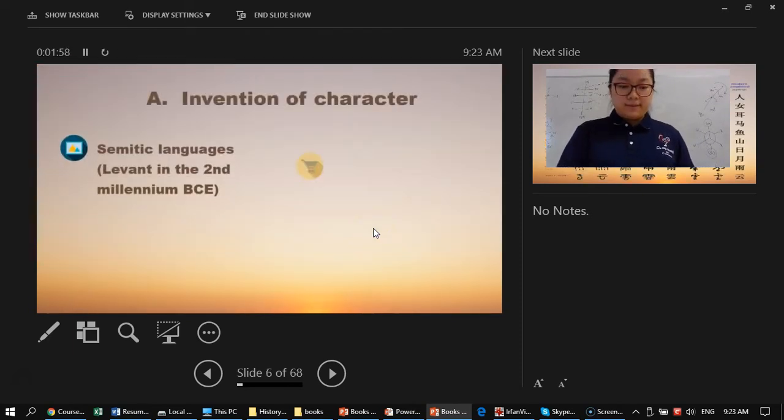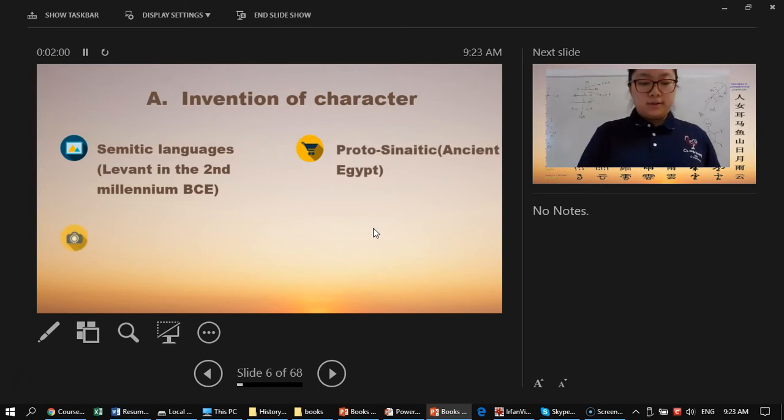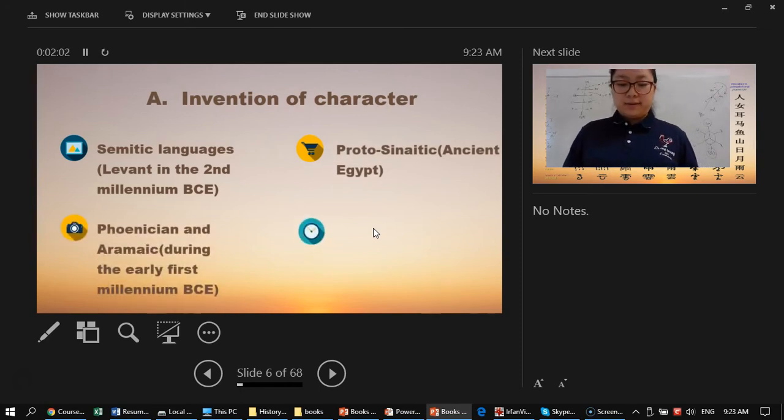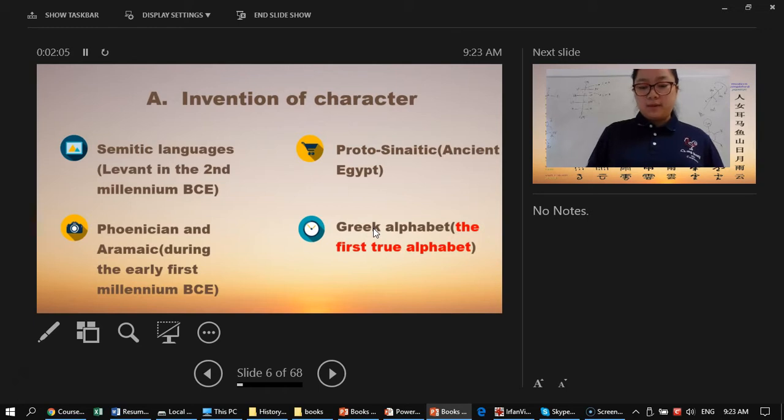Now it's Part A, the invention of character. The history of alphabetic writing goes back to the consonantal writing system used for Semitic languages in the Levant in the 2nd millennium BCE. Most or nearly all alphabet scripts used throughout the world today ultimately go back to the Semitic proto-alphabet. Its further origin can be traced back to a proto-Sinaitic script developed in ancient Egypt to represent the language of Semitic-speaking workers in Egypt.